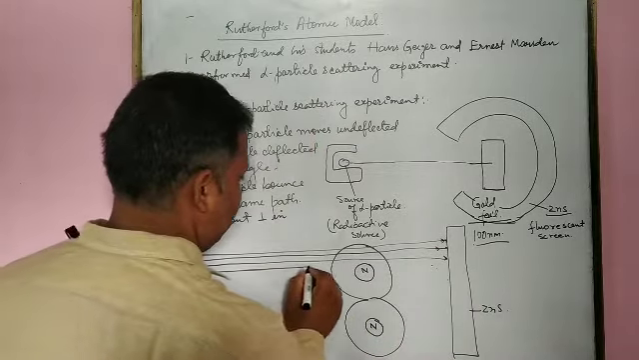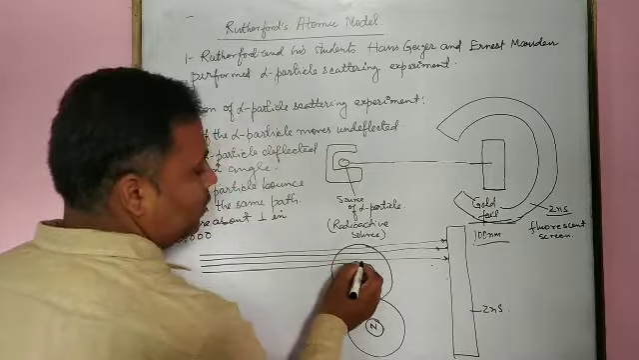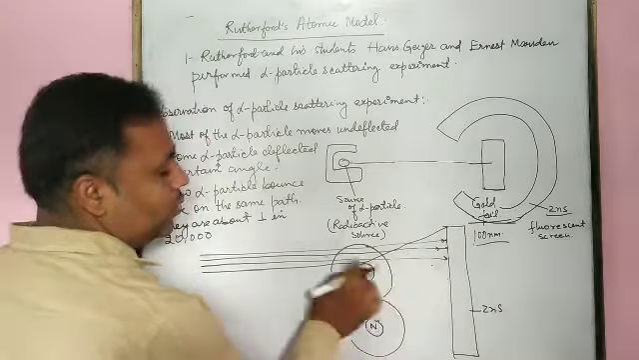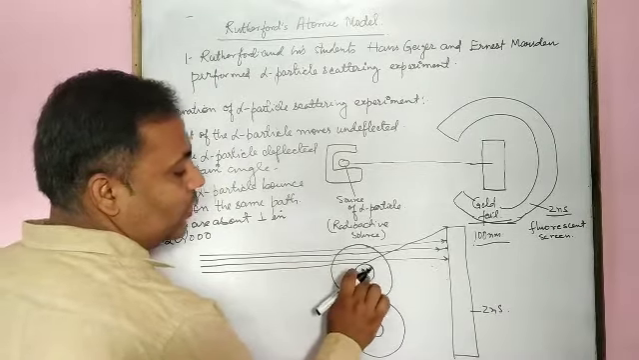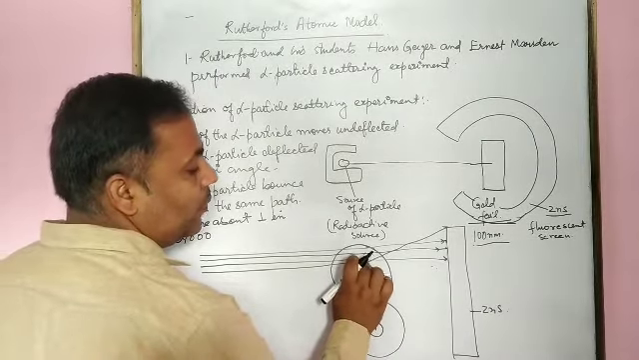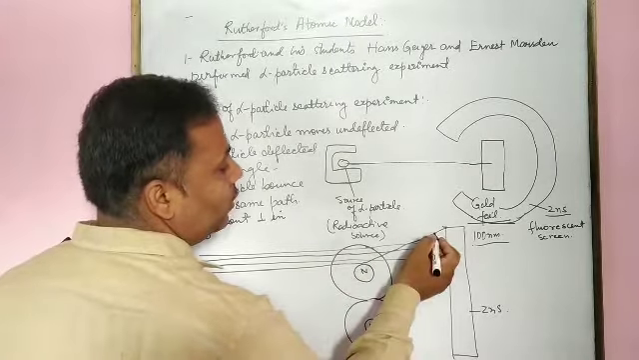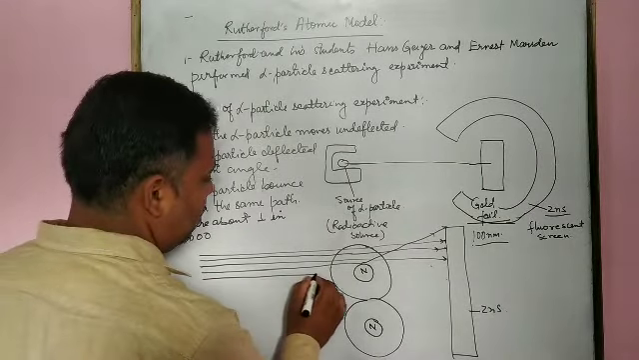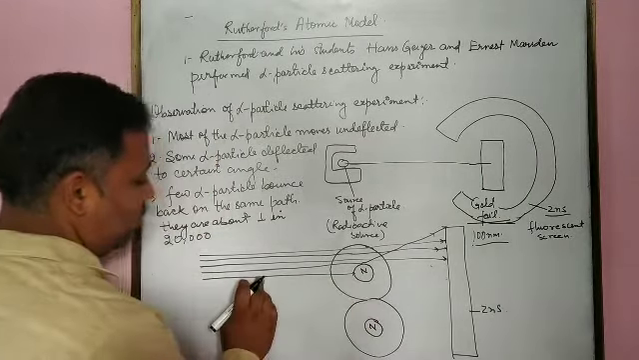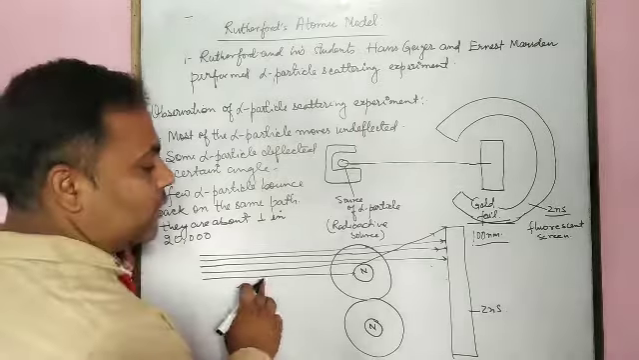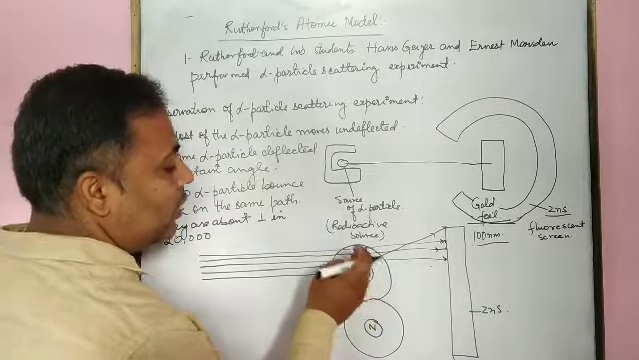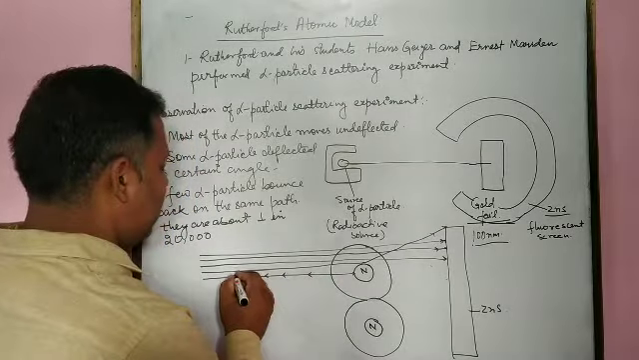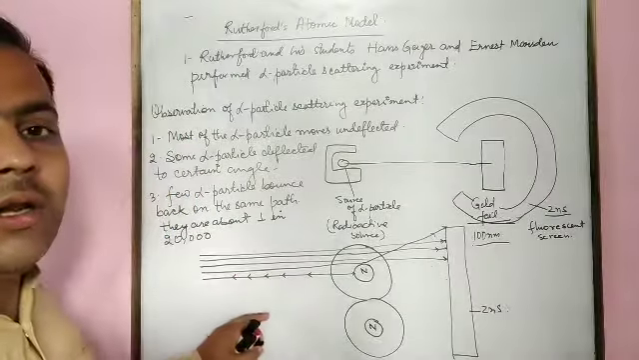If we have the next one, then this will be deflected to a certain angle. Because this one is positively charged and this one is positively charged, there is positive repulsion, therefore it is deflected to a certain angle. The next alpha particle is positively charged, and this nucleus is positively charged, therefore it will bounce back on the same path, or we can say it has a deflection of 180 degrees.